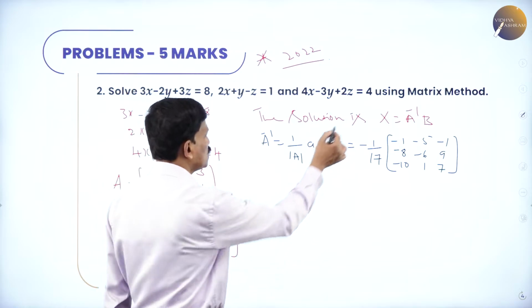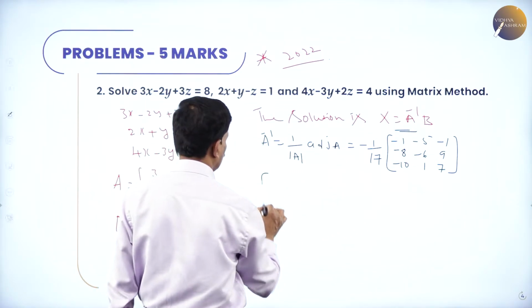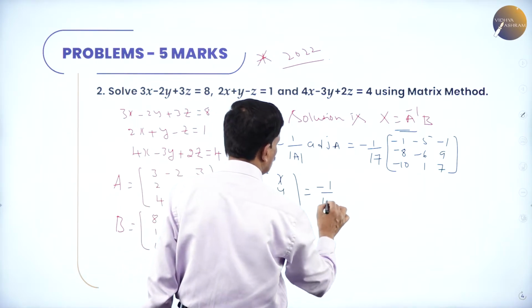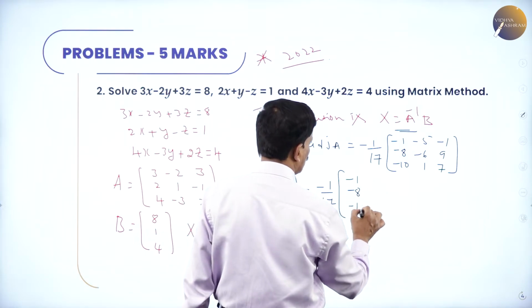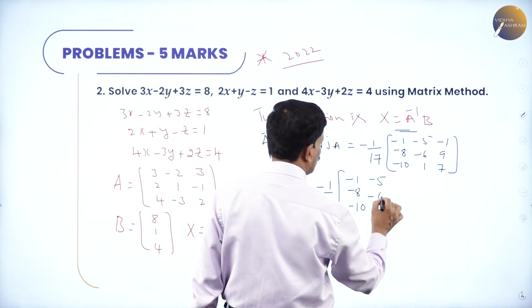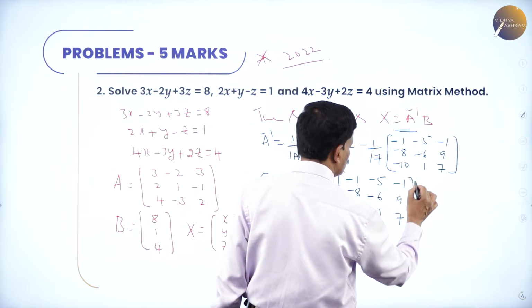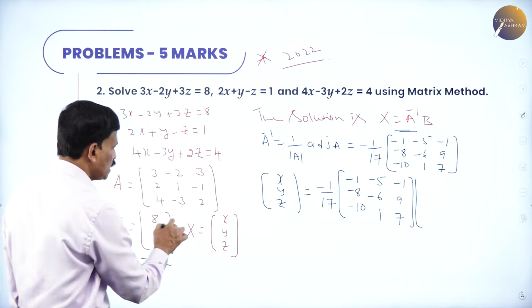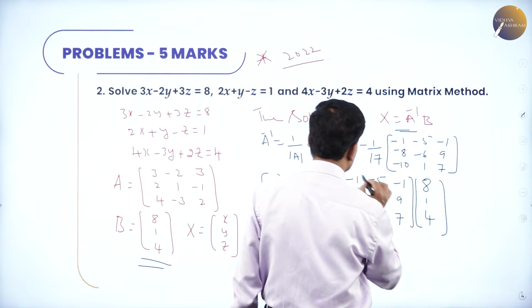Now the solution is given by X. What is X? X is equal to A inverse of B. X, Y, Z is equal to A inverse, minus 1 over 17 into minus 1, minus 8, minus 10, minus 5, minus 6, plus 1, minus 1, 9, 7 into B. What is B? B is nothing but 8, 1, 4.